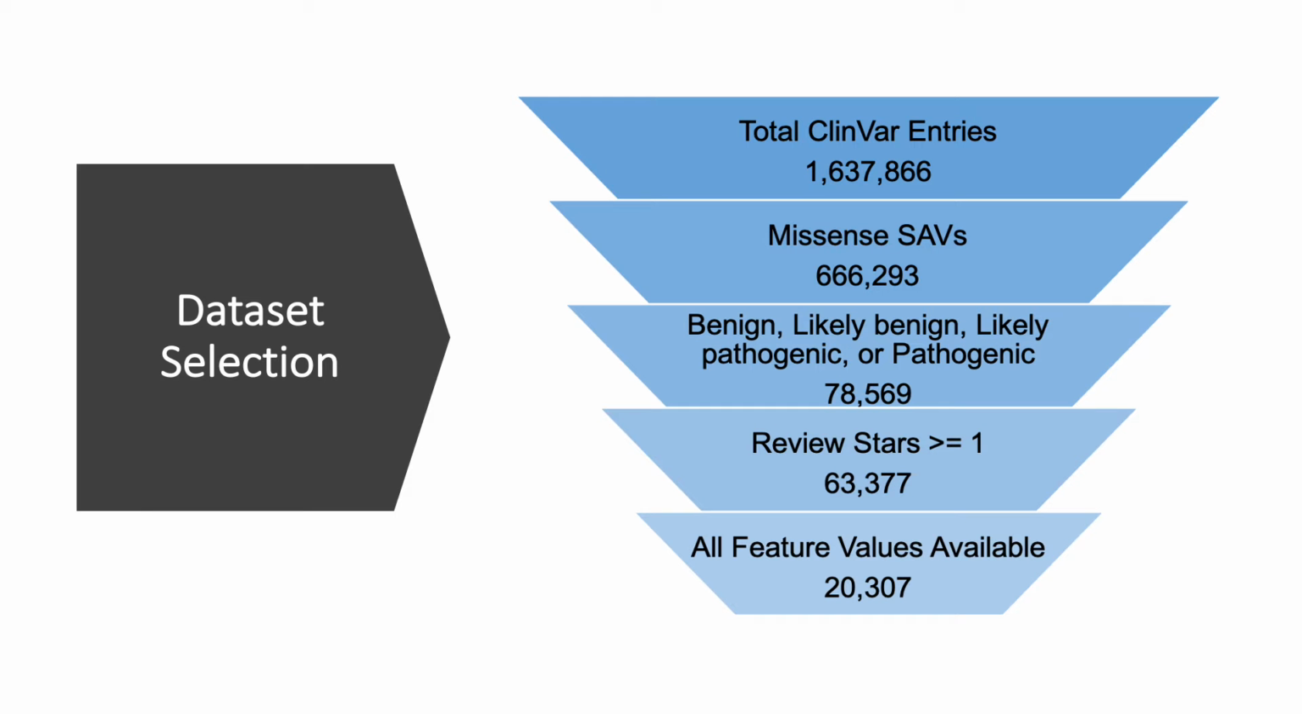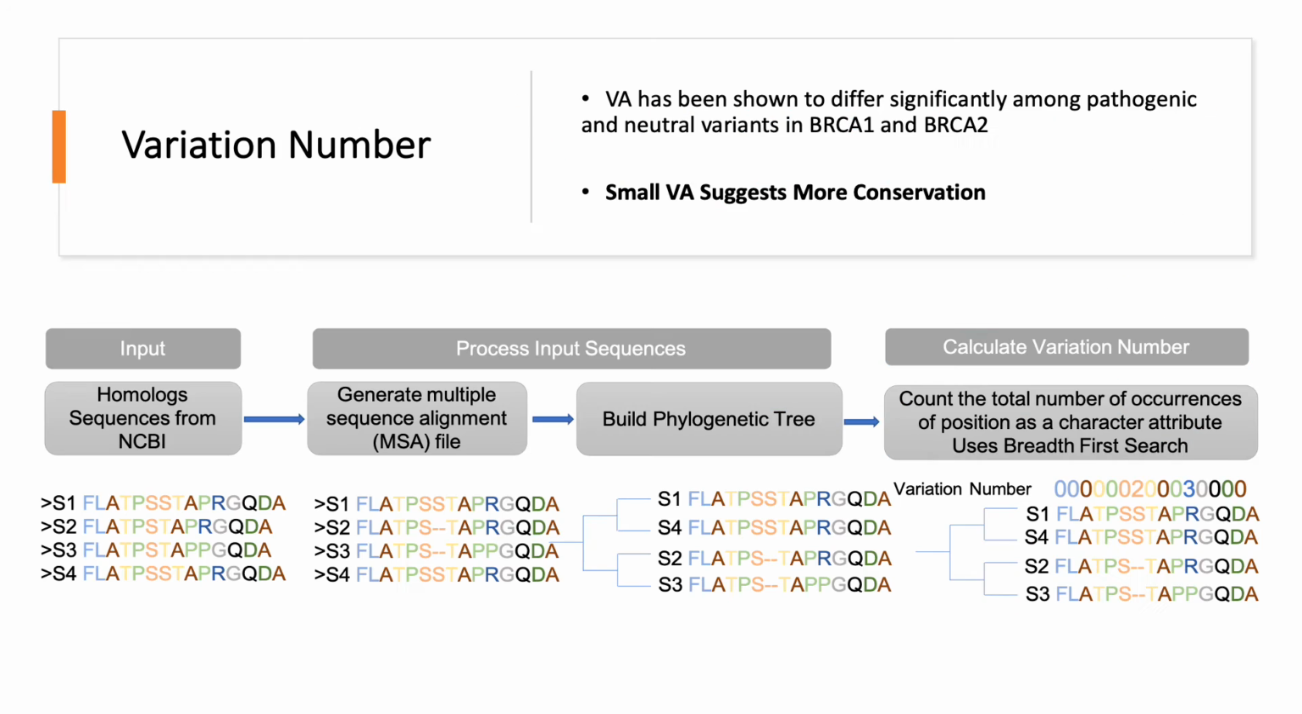ClinVar data was used to generate our training dataset. We selected missense variants with a review stars of at least 1. The total number of SAVs whose feature values were all obtainable is 20,307.